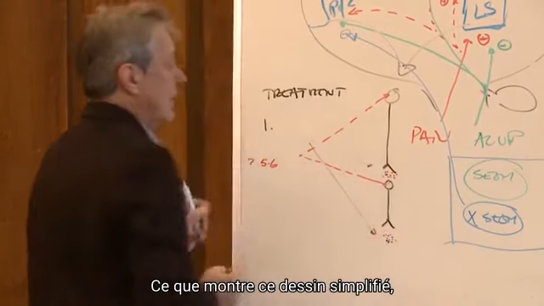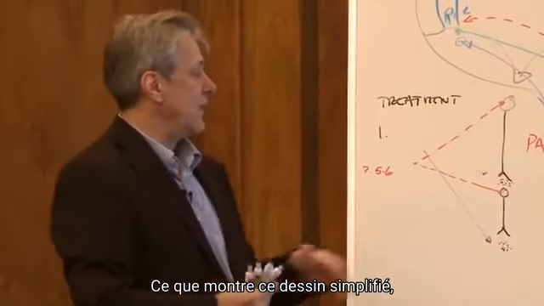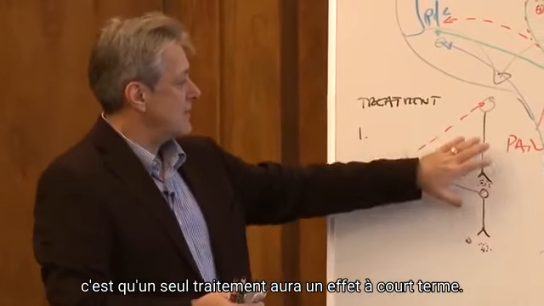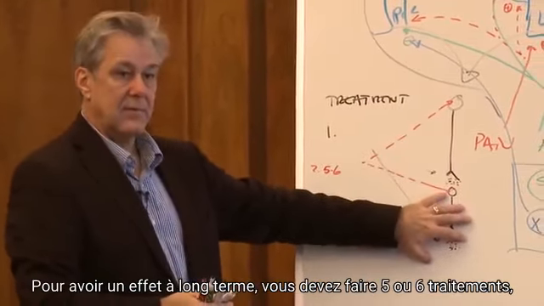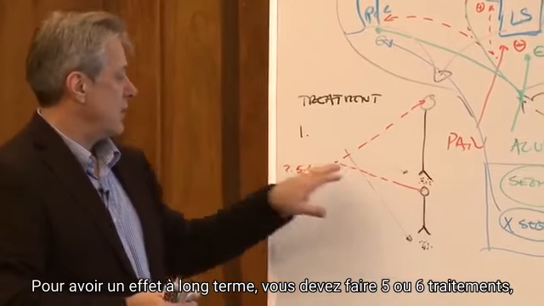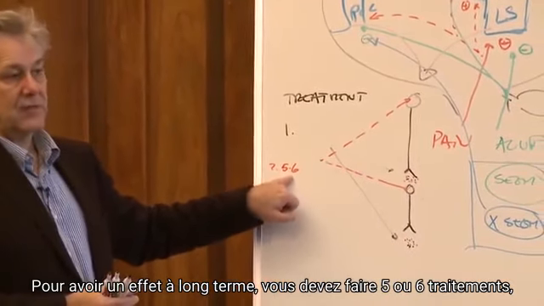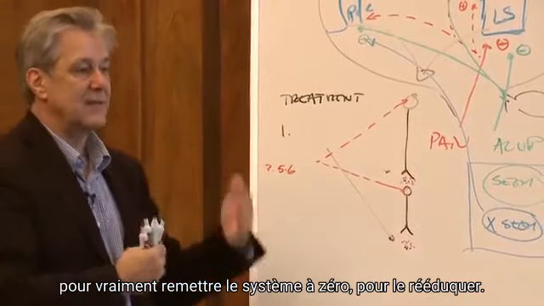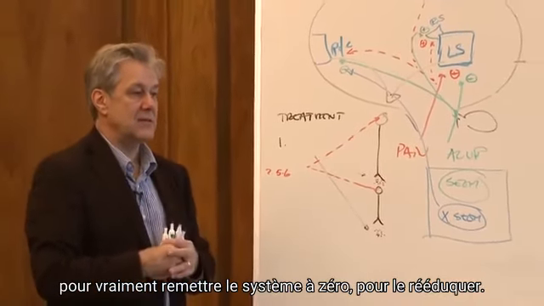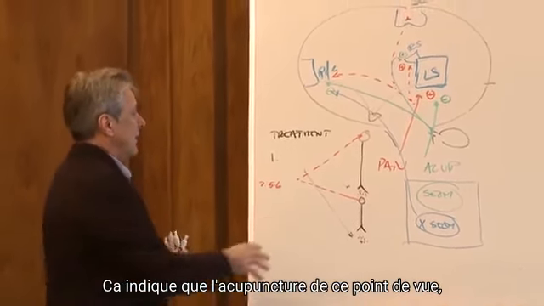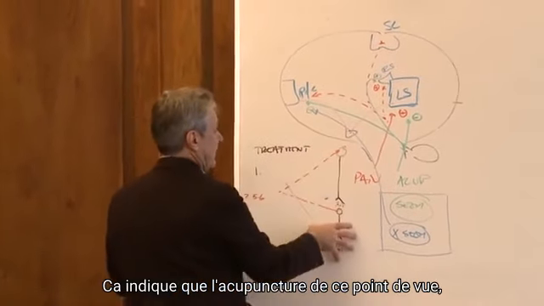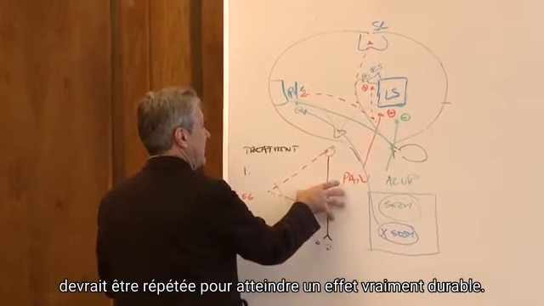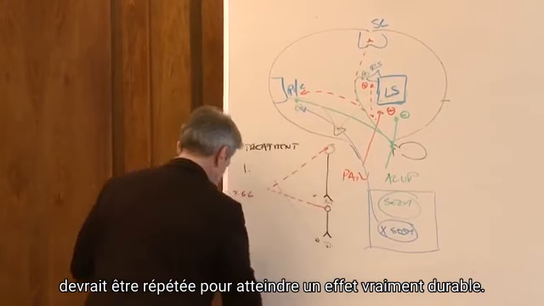So what this simplified drawing is showing is that one treatment is just a short-term effect. But to have long-term effects, you need to do about 5 to 6 treatments to really reset the system, or to re-educate the system. So this would indicate that acupuncture, in this perspective, should be repeated if you really want to assess the effects.